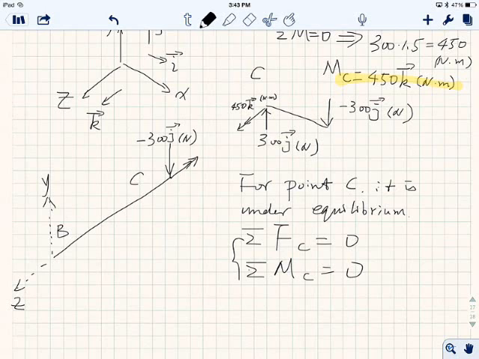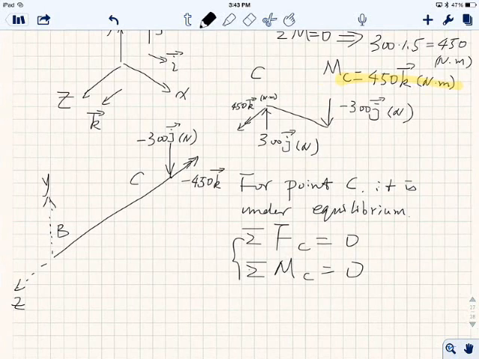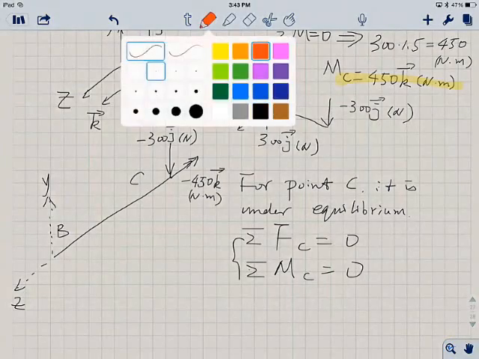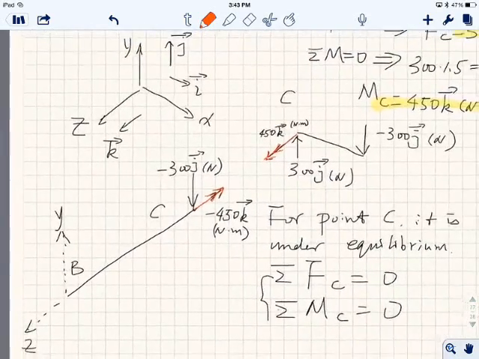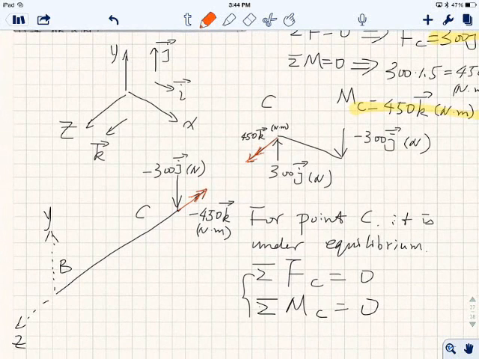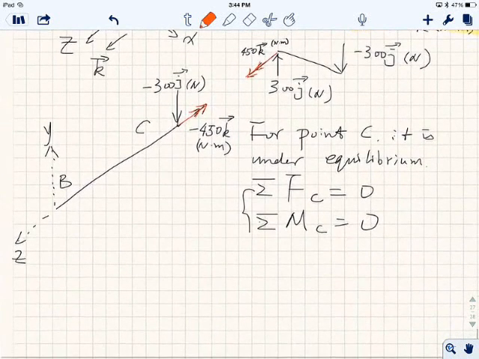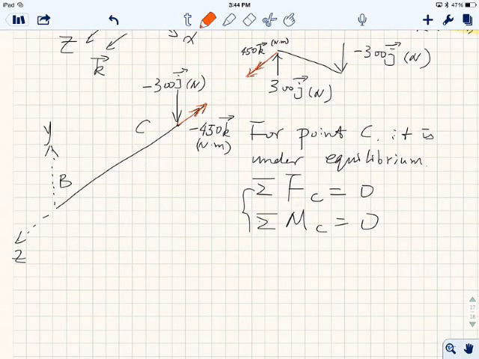So you will have a bending moment that equals minus 450 in the direction of k, Newton times meter. And I said I'm going to use a different color, so that you can see it better. So 450 over here, right? Does it make sense or not? Kind of? Yes? Okay.